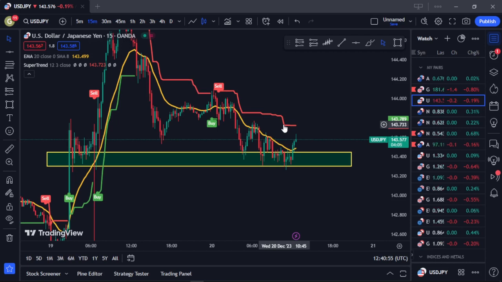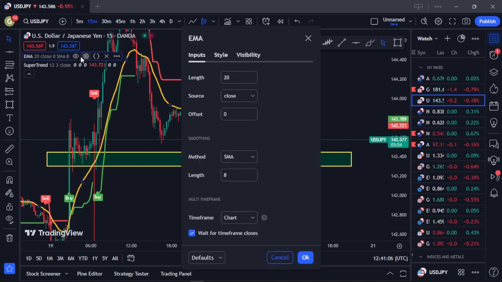In case you don't know how these indicators work, I'll be linking to a video down in the description that you should check out. That video will give you more details on how these indicators work so that you can make more money using these indicators alongside the price action strategy that I'm sharing here on this channel.